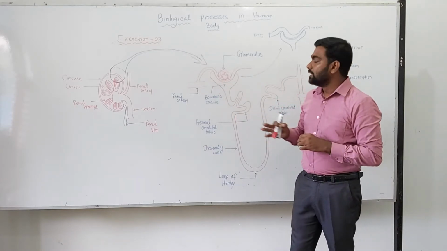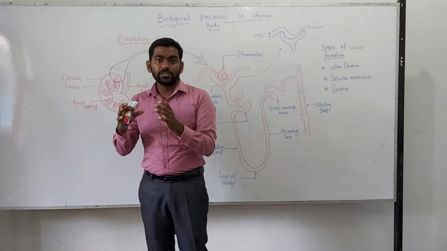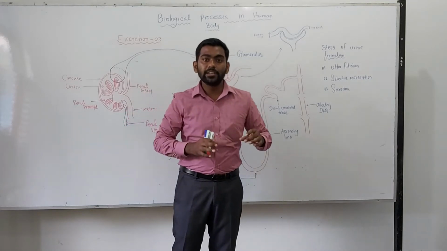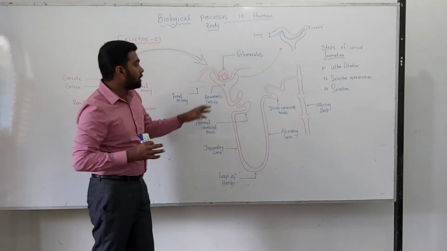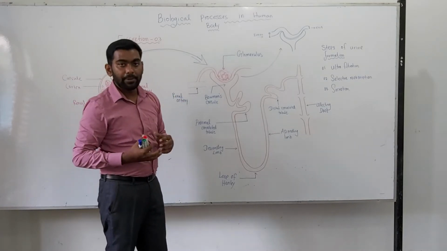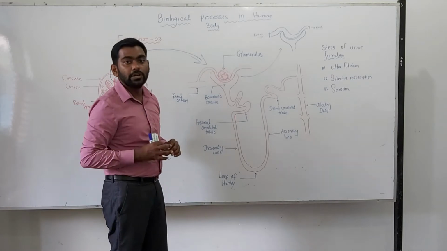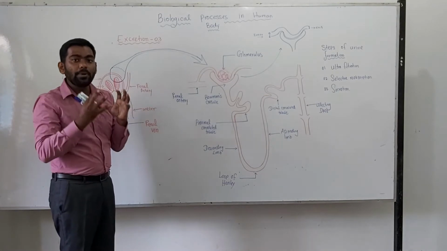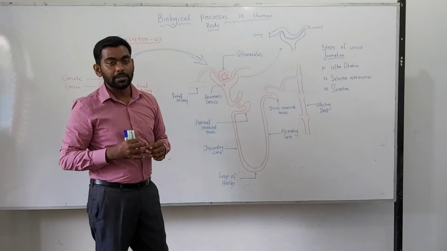Once the arterioles enter into the Bowman's capsule, they are divided into even smaller capillaries. You have studied in grade 9 that arteries divide into arterioles, and arterioles divide into smaller tubes called blood capillaries. Here the arteriole divides into thousands of blood capillaries, making a network of blood capillaries. That network is known as glomerulus. So inside the Bowman's capsule, you can see the glomerulus, a network of blood capillaries.